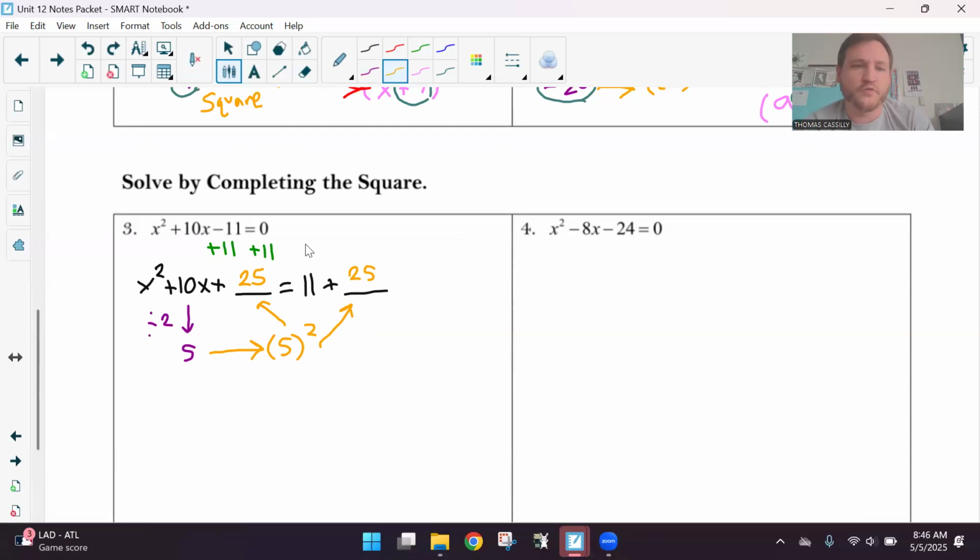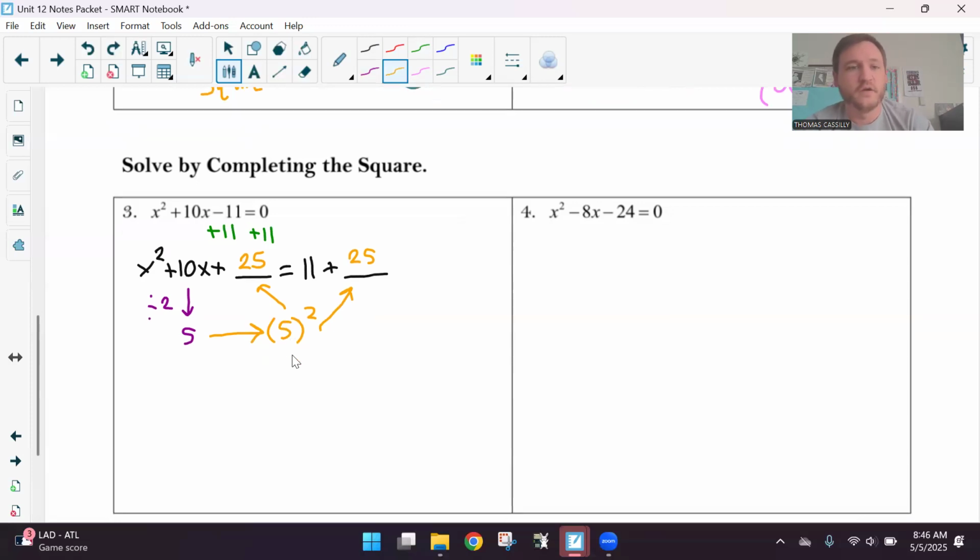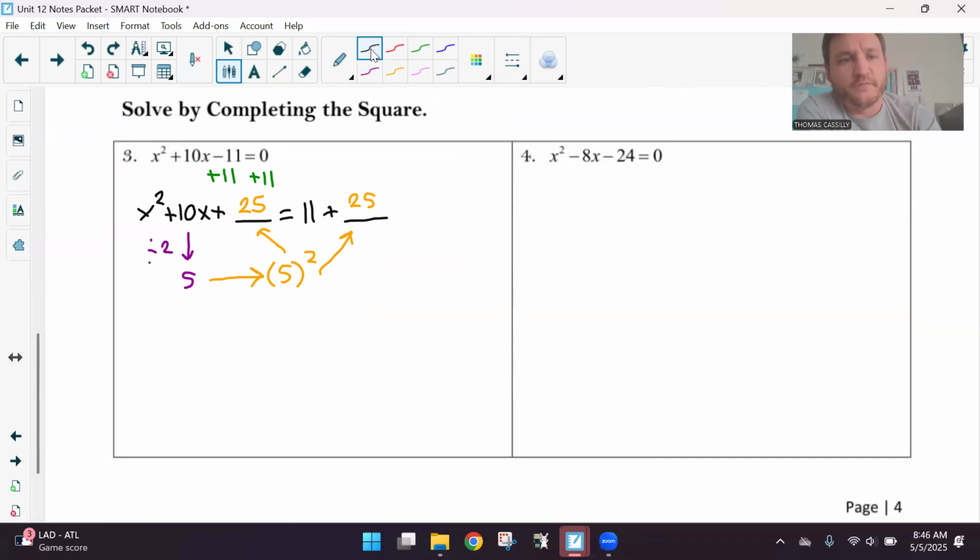So this is what completing the square looks like. We took the 10, cut it in half, and we got a 5. 5 squared gave us 25, so we're going to add a 25 on both sides of our equation. So here's what we have now. We have x squared plus 10x plus 25 equals 36. From here, it's very tempting to subtract the 36 on both sides. But if you do that, we're just going to end up right back where we started. So do not do that. When we're completing the square, you do not want to do that.